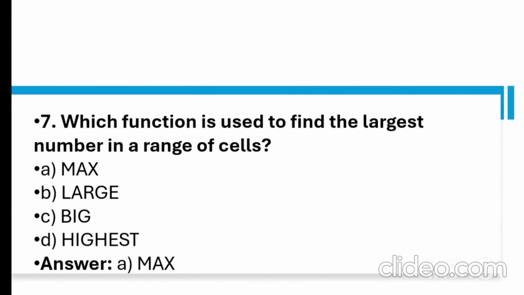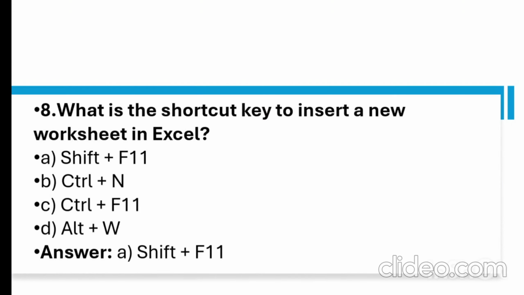Question number 7. Which function is used to find the largest number in a range of cells? Options are A. max, B. large, C. big, or D. highest. So the correct answer is option A. Max.